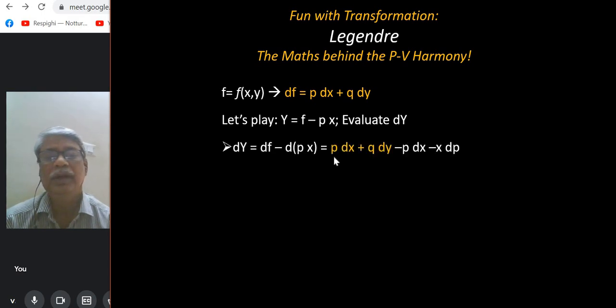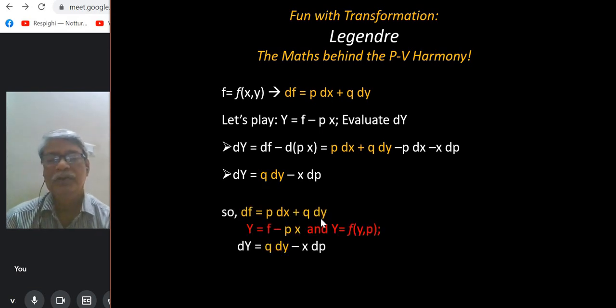And if you evaluate dY, then after cancelling the terms, you will see that dY comes as q dy. That means this part remains as such, but for p dx, again that flip over is there. p dx becomes x dp with a minus sign. So that is a new function. We can define a new function from the old function f by simply taking f minus px if you don't want x any more as a function variable, and then the q dy remains as such, and here a flip over gives minus x dp.